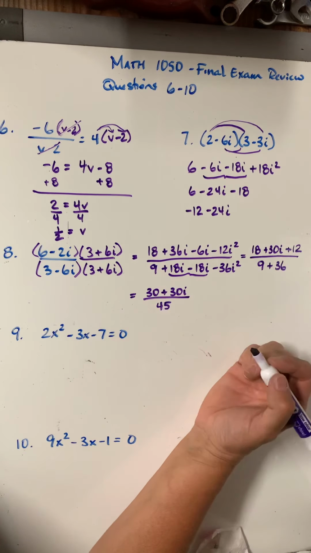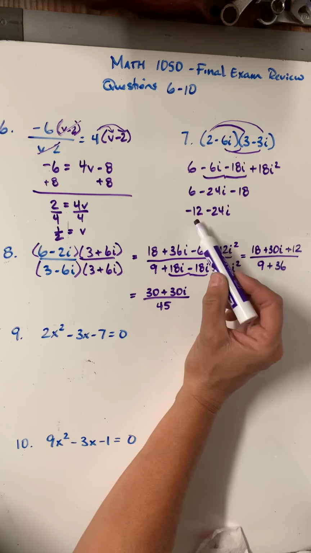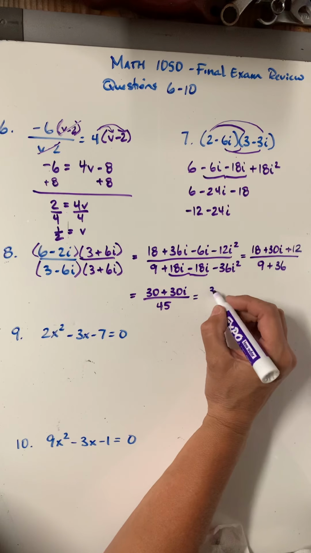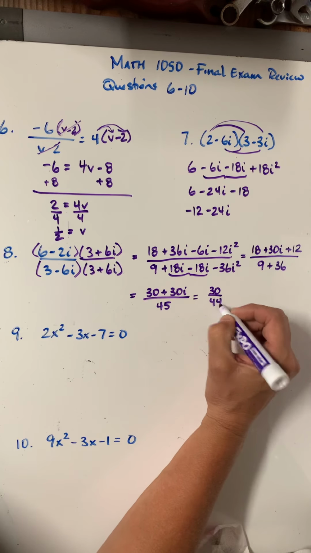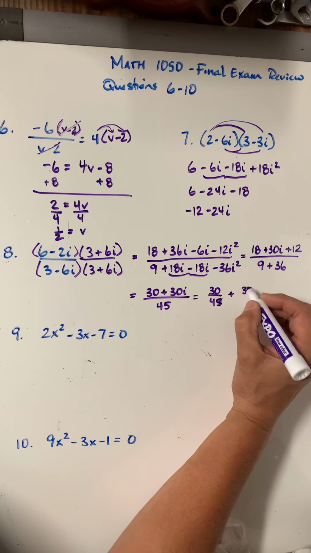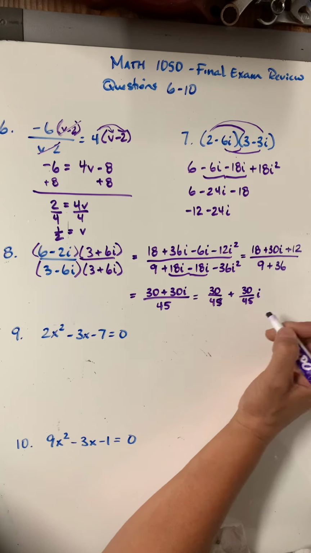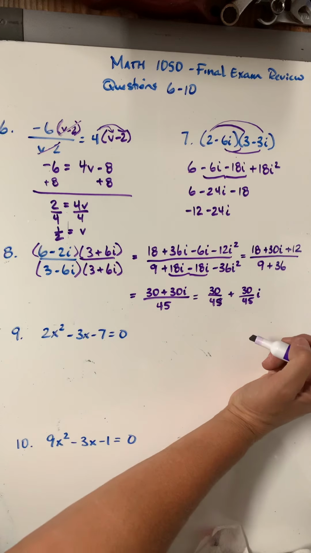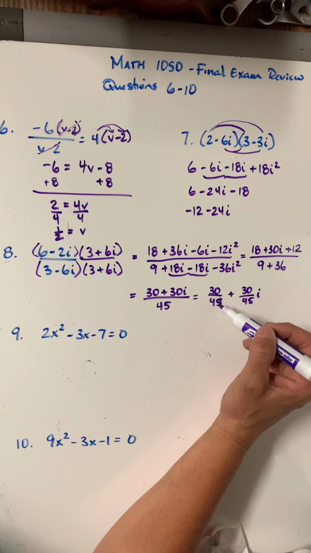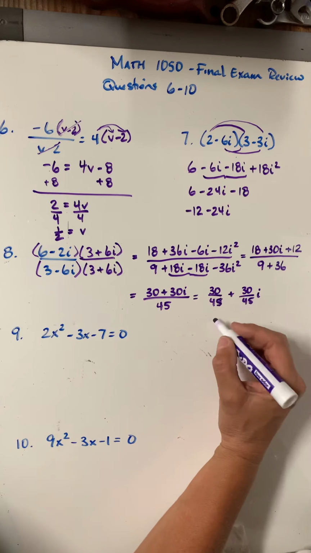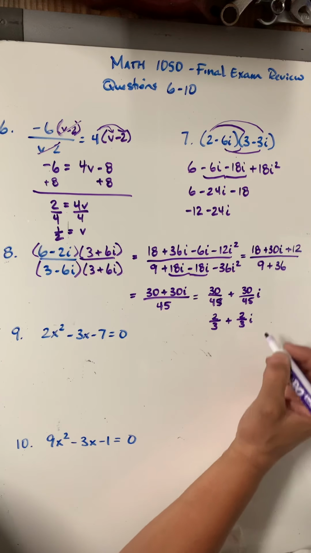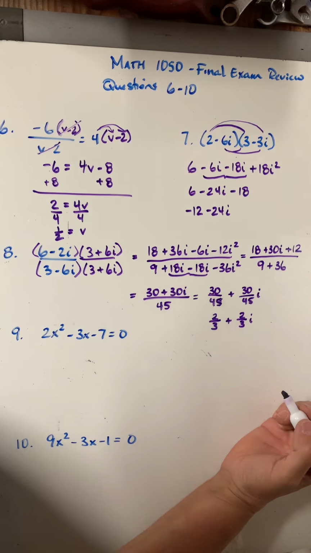45. And remember, they want a certain format like this. They want the real part and then the imaginary part. So we actually would split these into two fractions. So 30 over 45 plus 30 over 45 i. These fractions reduce, and if you weren't sure, you could type it in your calculator as 30 ABC 45, and you would get 2/3 plus 2/3 i. And that is the answer.